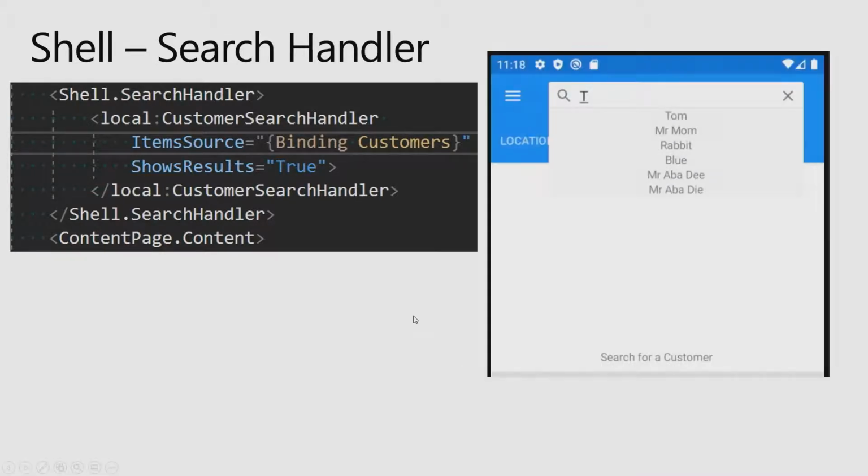You'll see here in my sample, I've typed the letter T, and now there's a list of items. A lot of times what you'll see people do is the items bind to an item source, and then they'll bind it to an observable collection. As they type, you can filter down that collection as you need, and then the user can click on it. So yeah, search handler. This is a familiar one if you've used navigation pages. This is just showing you some things that exist that you can also use in shell.